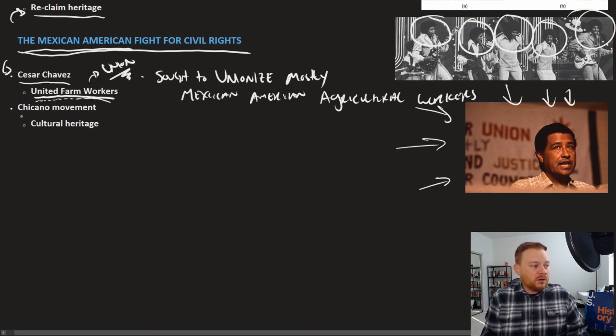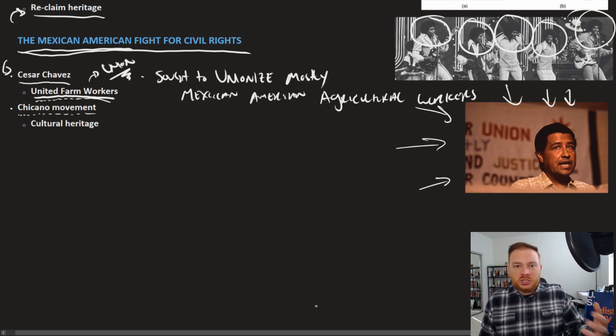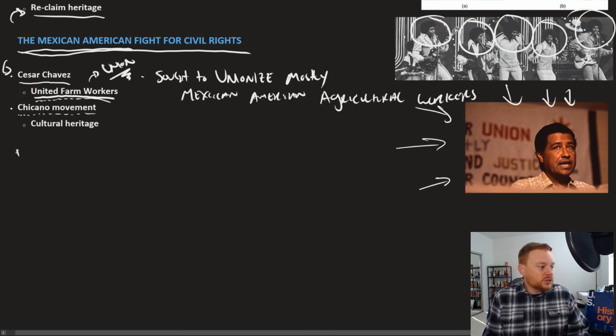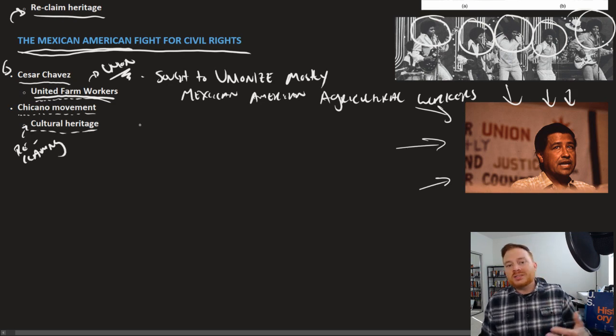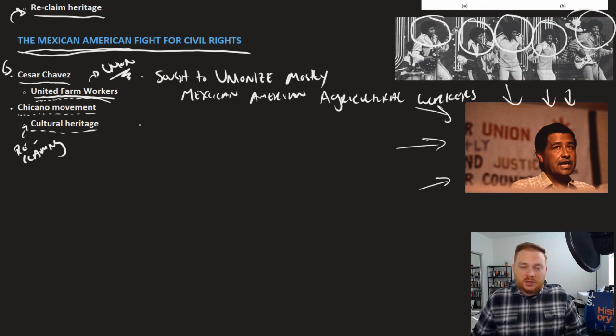Kind of like the Black Power movement, you also had a Chicano movement, which was a much more radical, you might say, version of Mexican American activism or civil rights. It was mostly popular among young Mexican Americans in particular. There was also a reclaiming of cultural heritage, whether that was to embrace things like more traditional Mexican dress or language or whatever else that may include.